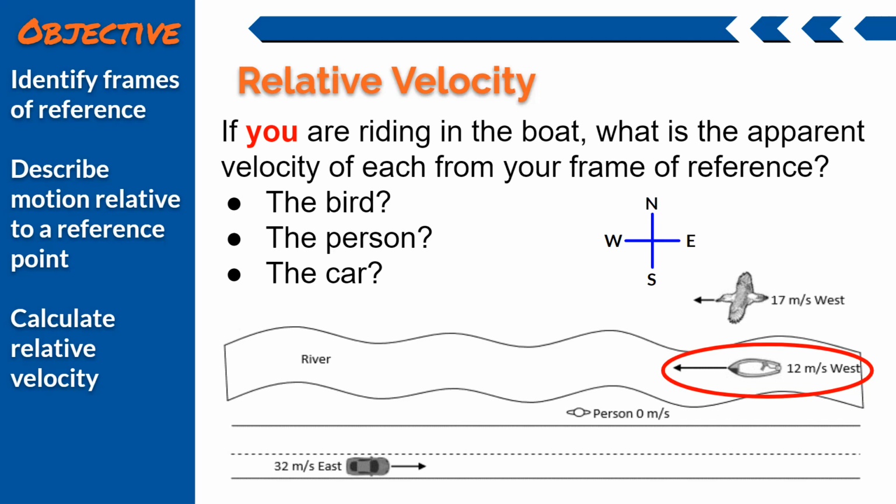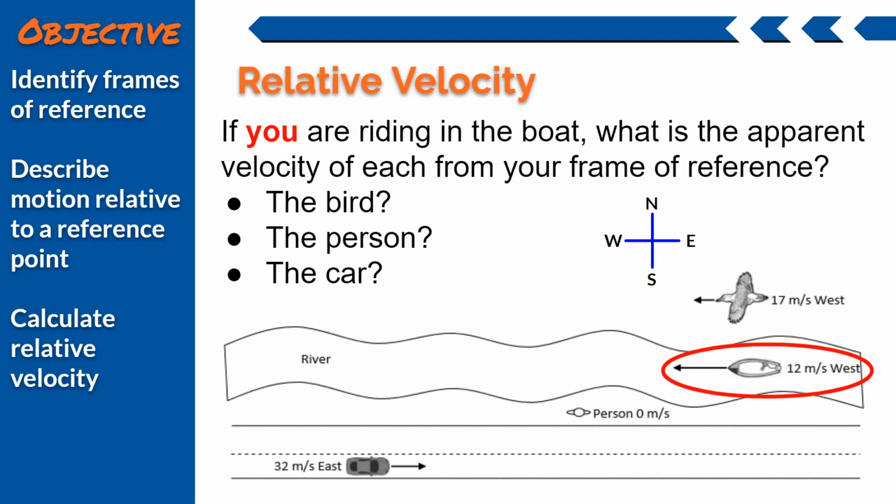What do you think, Taylor? 12 east. Okay, so the boat is going 12 west. The car is going 32 meters per second east. So let's start with this. Is it going to look like it's faster or slower than it's actually moving? Faster, because they're going opposite. That's that rule. So that should probably help you figure out what to do here.